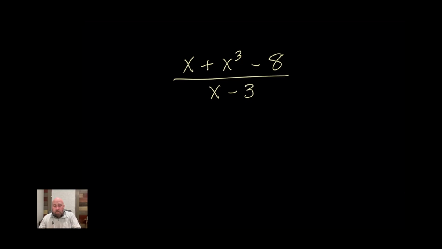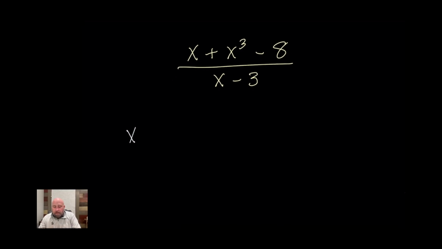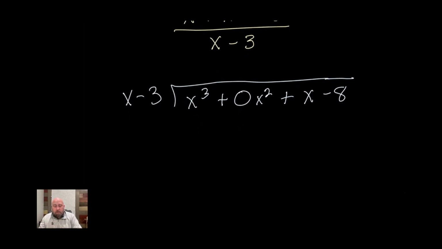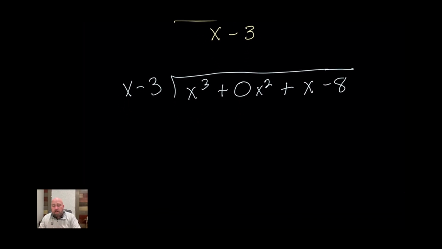So again, we're going to write it like we have been. So x minus 3 is divided into, notice that we have to start with the x cubed. So x cubed. Notice there is no x squared, so we're going to write plus 0x squared. There is an x, so we'll put plus x, and then there is a minus 8 over here, okay? And so now we're ready to go through our steps one more time. We're going to do it again.